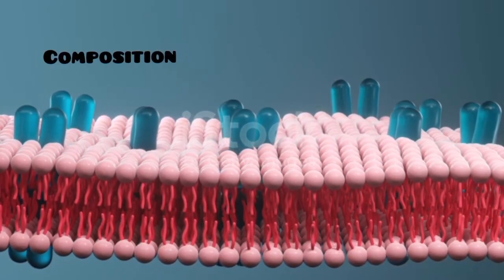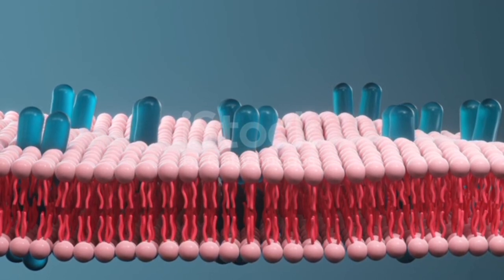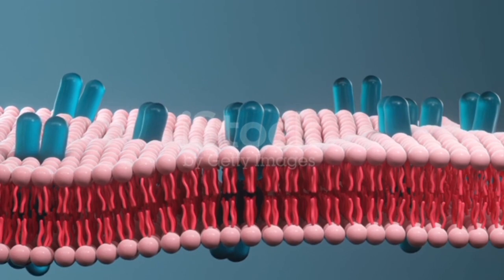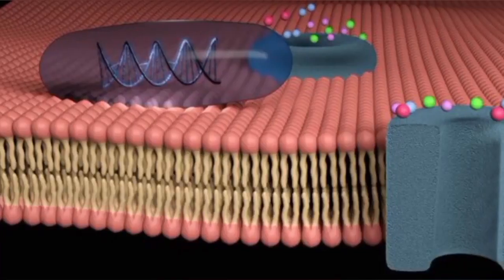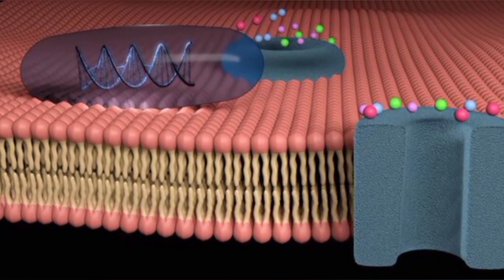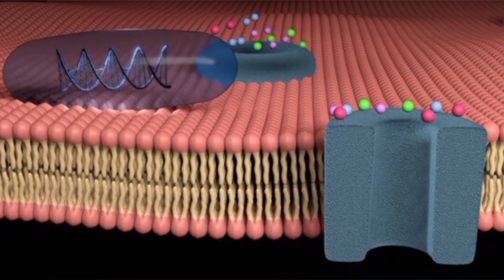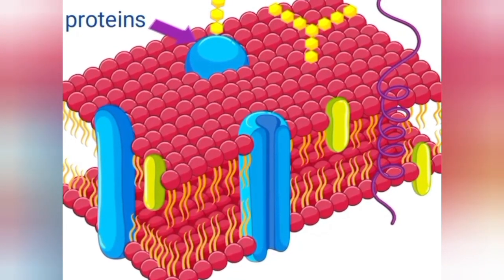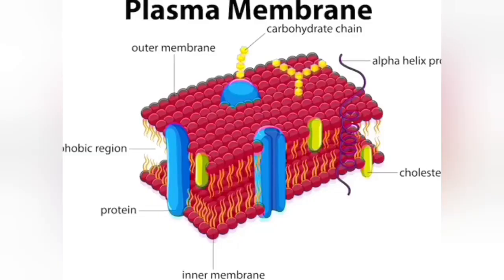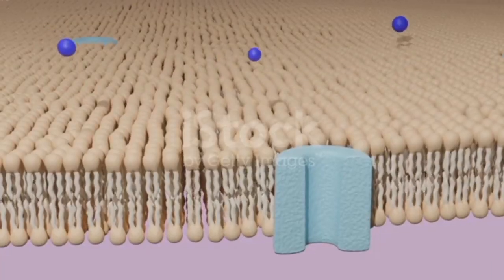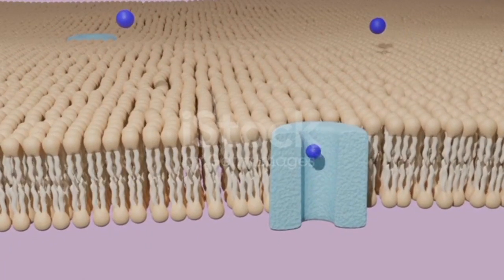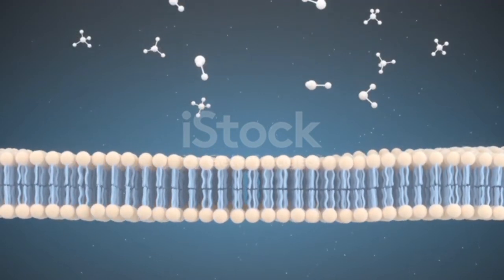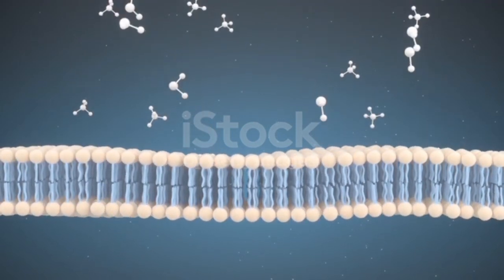Composition. It primarily consists of a phospholipid bilayer, with proteins interspersed within or attached to it. The phospholipid bilayer forms a barrier that is selectively permeable, allowing certain substances to enter or leave the cell while restricting others. Function. The main function of the plasma membrane is to regulate the passage of substances in and out of the cell. It controls the movement of ions, nutrients, waste products, and other molecules to maintain cellular homeostasis.